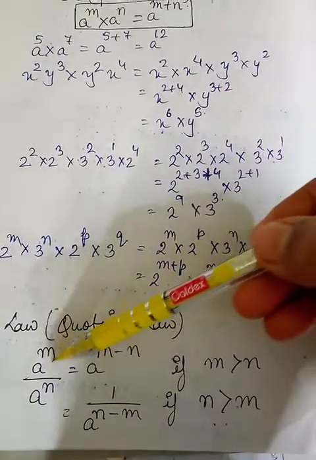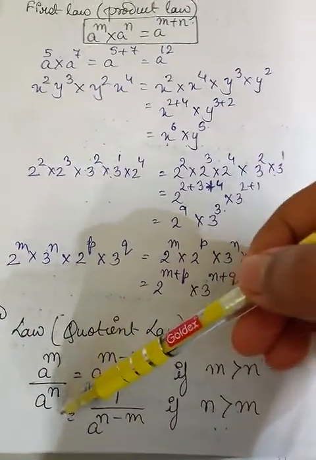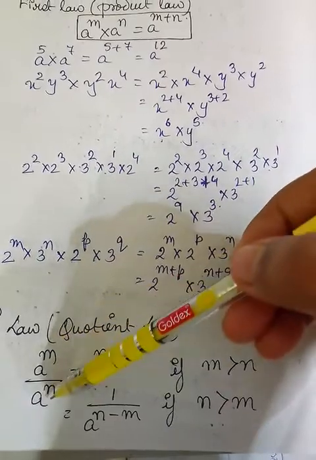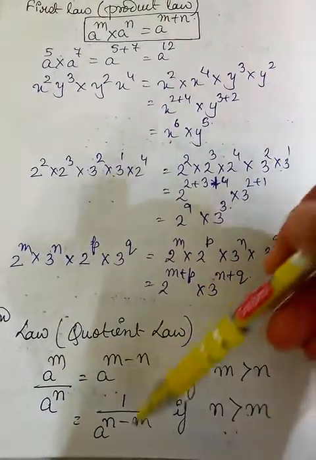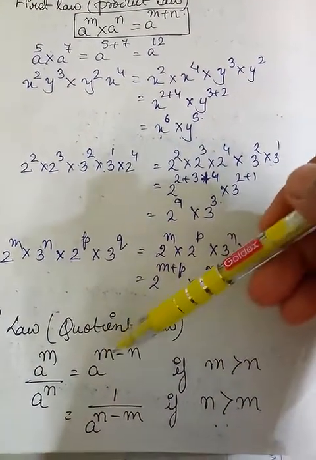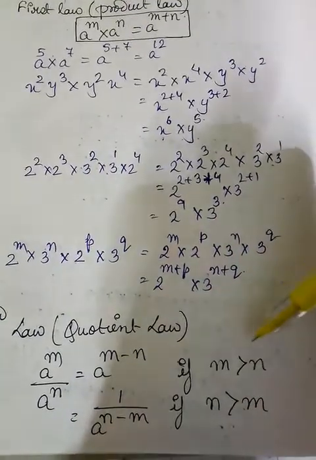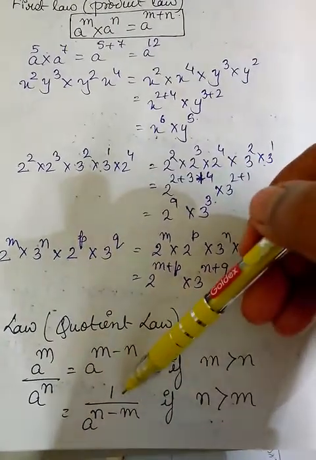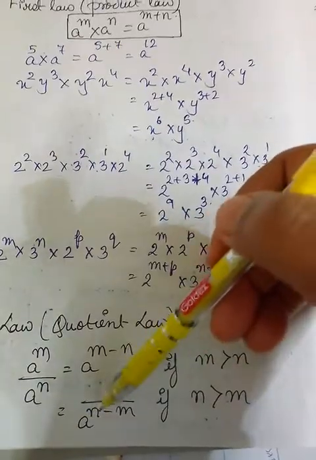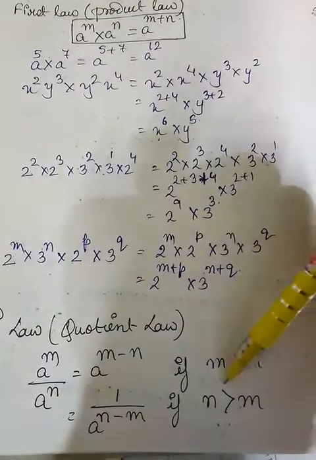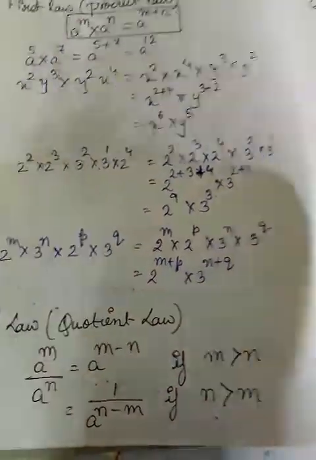Now, a to the power m by a to the power n. So, the two numbers are getting divided and we have two cases. One is a to the power m minus n if m is greater than n, and the other case is 1 by a to the power n minus m when n is greater than m. So, I will just tell you why it is so.